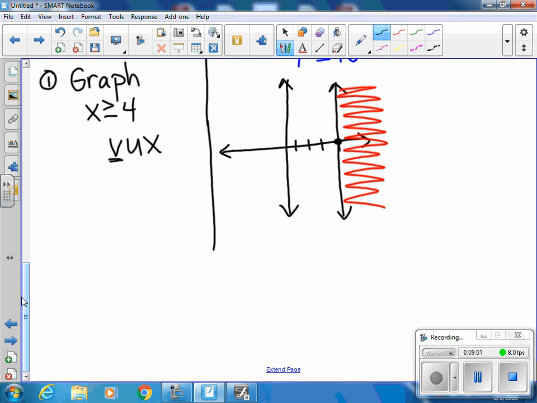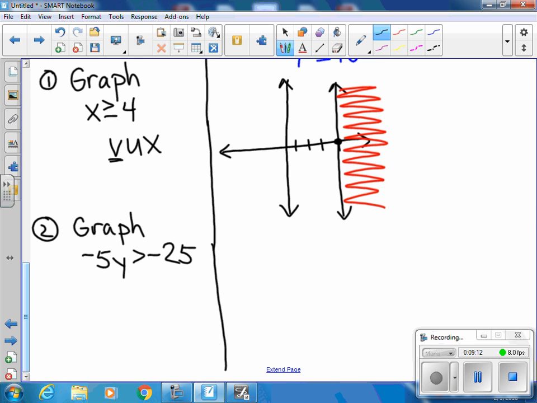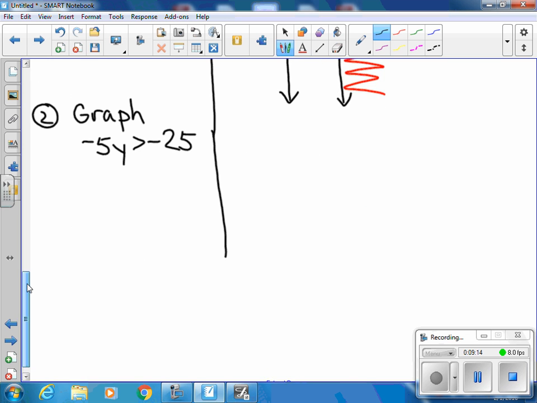All right, so now let's take a look at the second one that I've got for you. This time you're going to graph negative 5y is greater than negative 25. Right? Now, before we can graph this, we do have to put them in intercept form. Right? That still holds true.